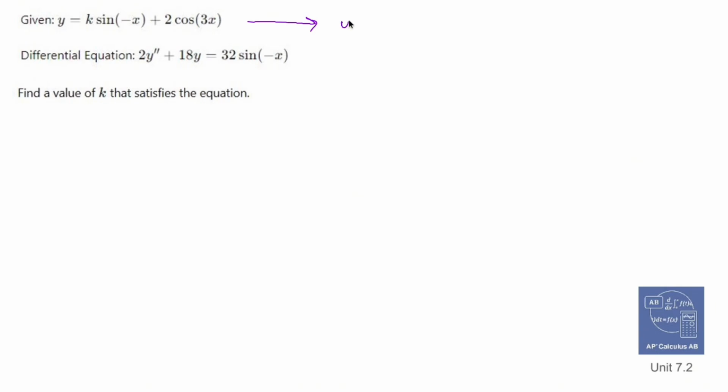So y single prime is going to be k cosine, take the derivative of the inside, throw it out front, make it negative, keep the inside the way it is. Plus 2, the derivative of cosine is negative sine, so negative sine. Keep 3x there, but then multiply everything by 3, so that negative 2 becomes negative 6. So we've got minus 6 sine 3x.